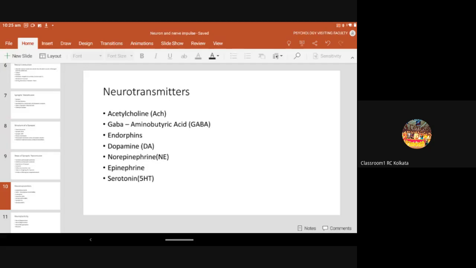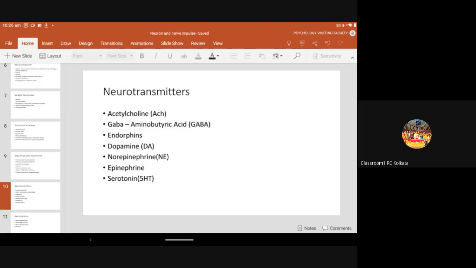Now, what are the functions of these neurotransmitters? Let's look after all these names. Now, number one, it is the acetylcholine, that is abbreviated as ACH. Now, there are some excitatory neurotransmitters like this acetylcholine, like the some names like glutamate, histamine, serotonin, neuropeptides, etc. Now, this ACH, it is the first neurotransmitter identified.